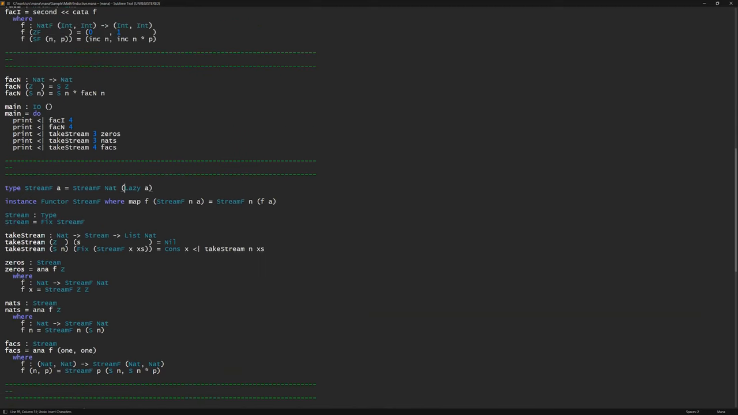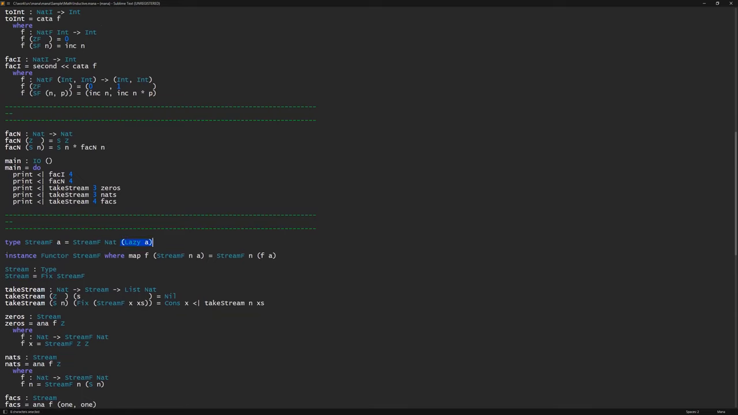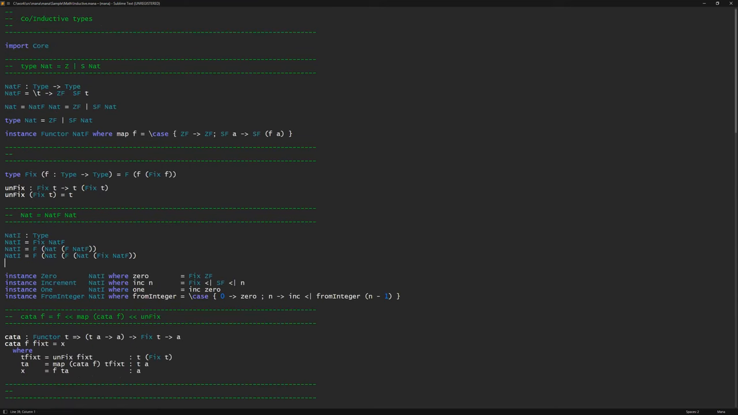So inductive types don't have these lazy elements, but coinductive types do have lazy elements. You don't get the value of the lazy element until you actually try to look at it. Whereas with the inductive types, all of the values are stored in there on construction. Okay. That's where it gets kind of confusing, because they both look exactly the same in most programming languages.